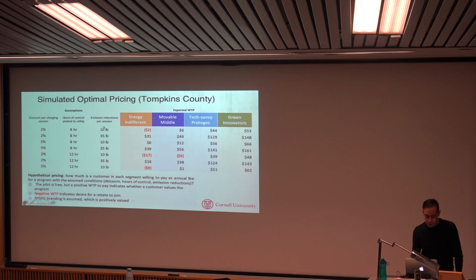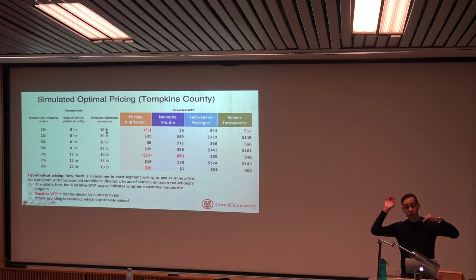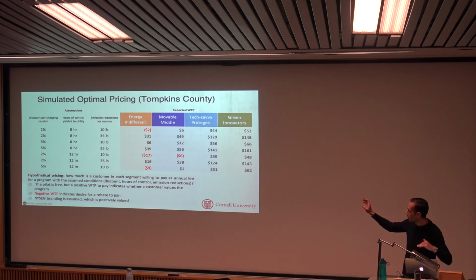So let's concentrate first on the first row here. That would be a program that, let's say, offers a 2% discount per charging session where the user is allowing the utility to delay. The time frame that you're allowing the utility is 8 hours. And because the electricity is being shifted to greener renewable resources for generating the electricity, you're saving 10 pounds of CO2 because of delaying your charging. So that's the program.